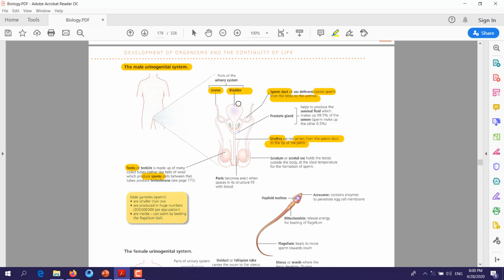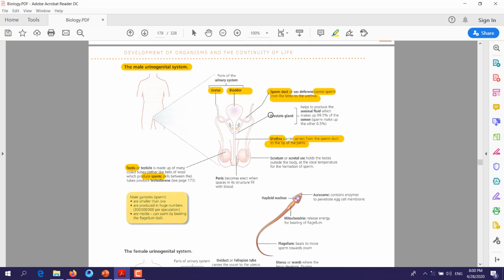The bladder is like a storage for the urine, and as you can see, it is connected to the urethra. So at the end, the sperms and urine both pass through the urethra.